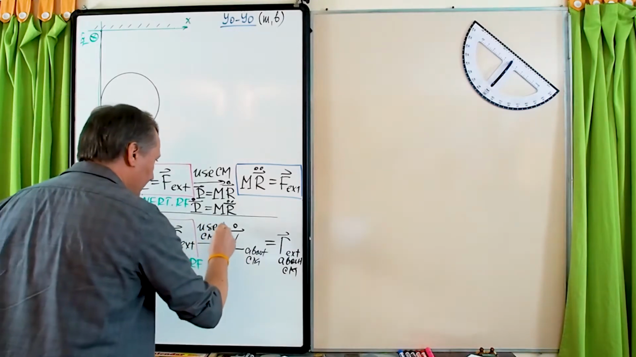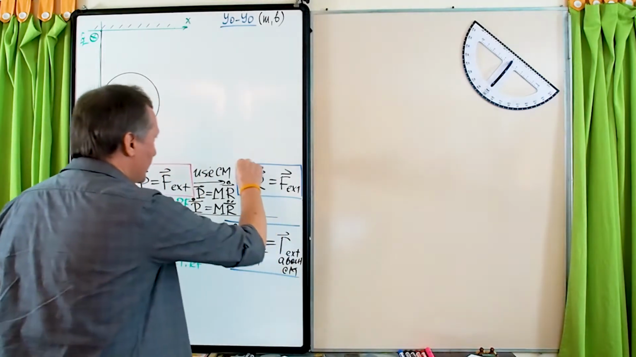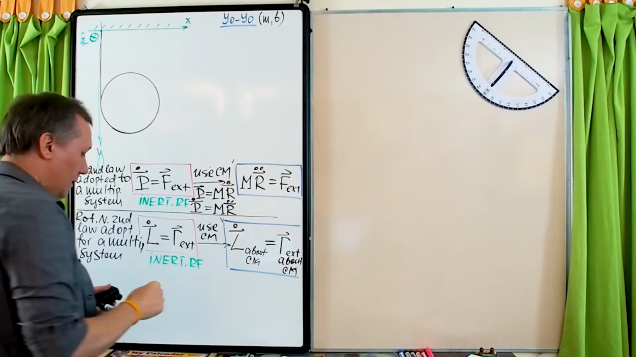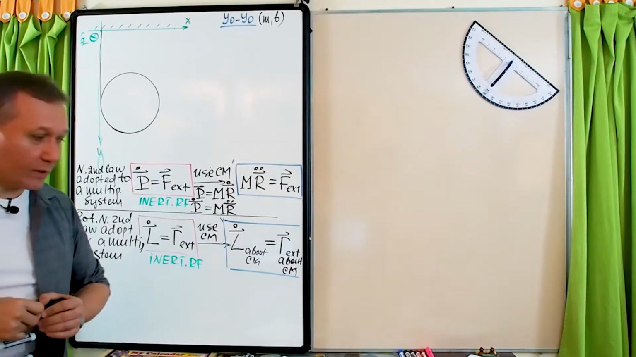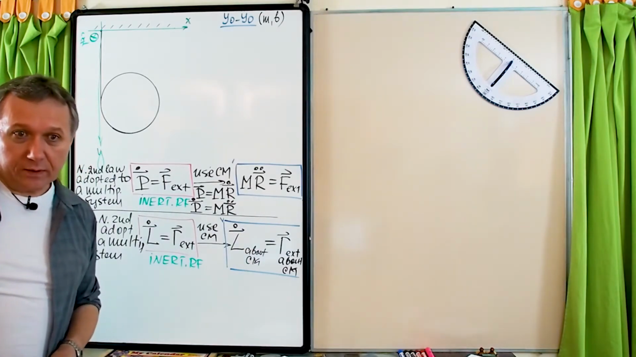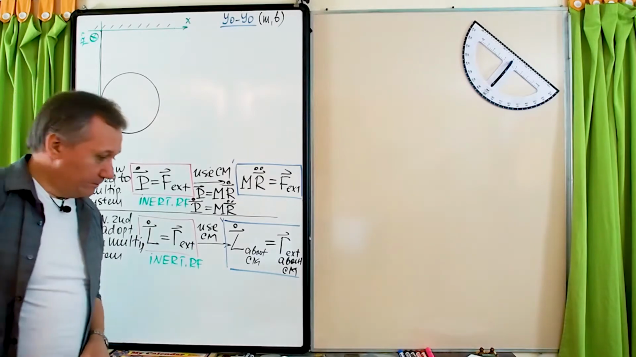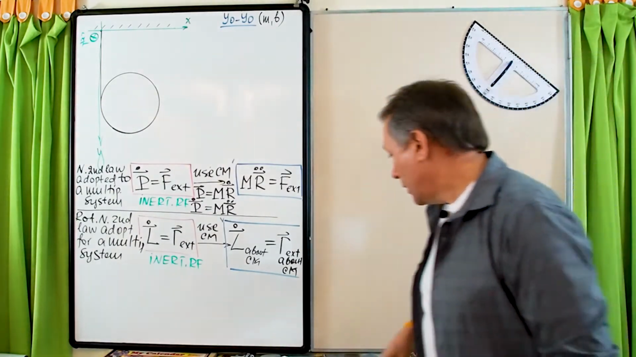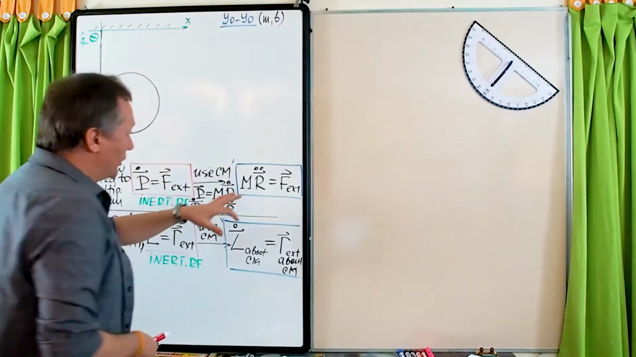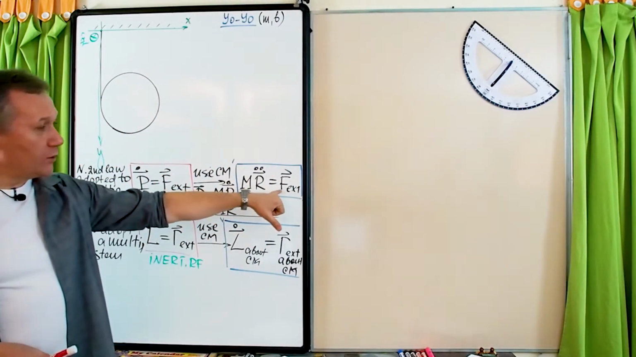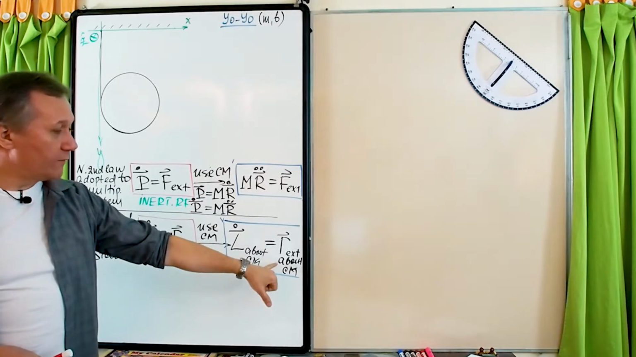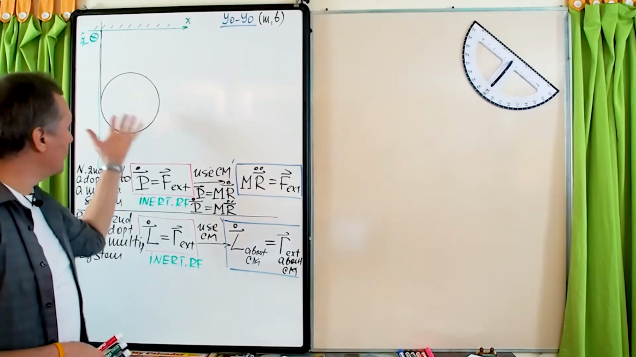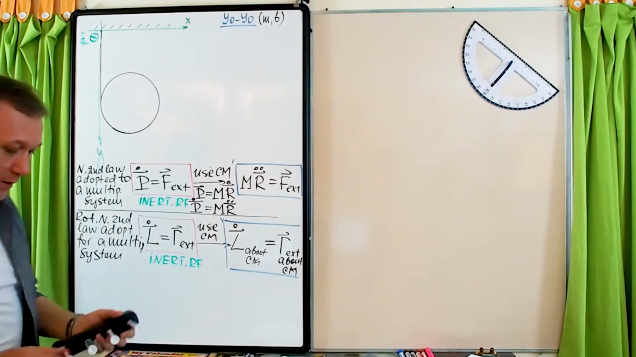So that's what we need. We need to use this equation and that equation in order to have a complete description of the system. You see that we need to see all the forces and we need to identify all external torques. So now let's continue.